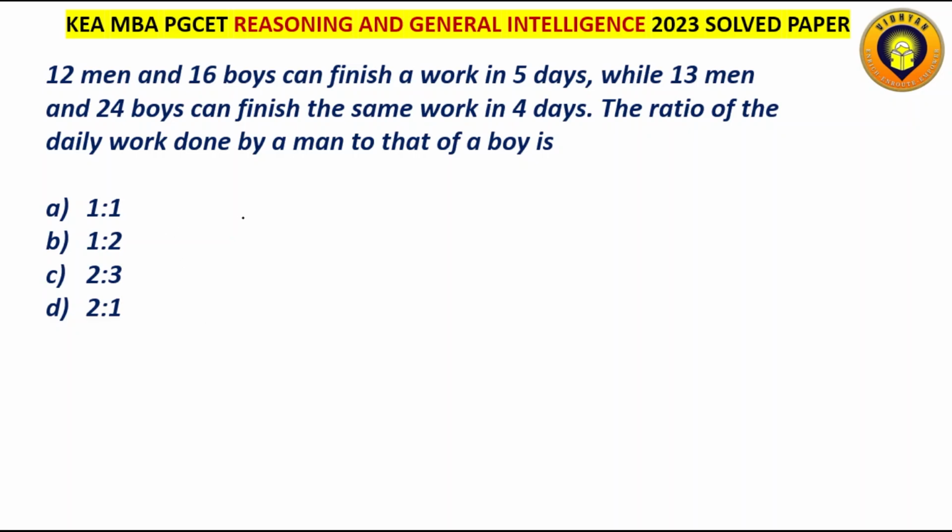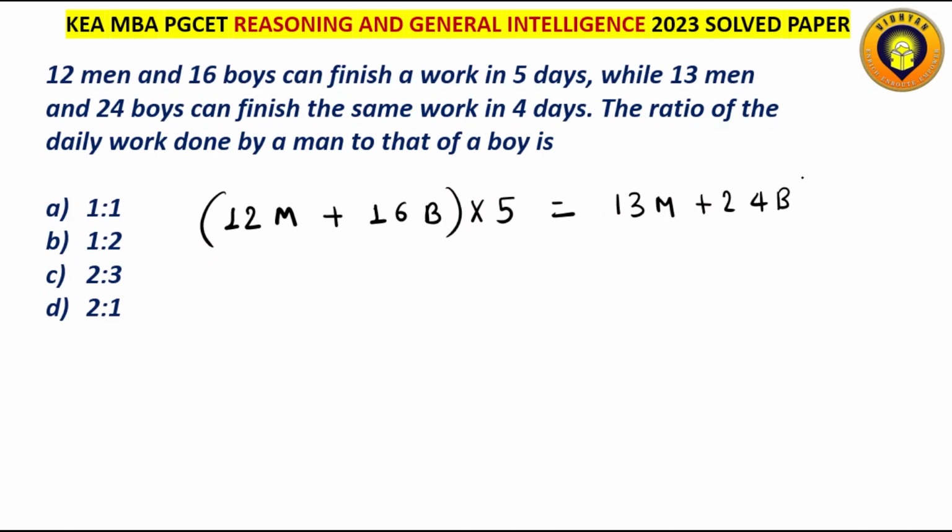12 men and 16 boys can finish a work in 5 days, while 13 men and 24 boys can finish the same work in 4 days. The ratio of the daily work done by a man to that of a boy is? So this is how you have to write this. 12 men, 16 boys can finish a work in 5 days. 13 men and 24 boys can finish the same work in 4 days.